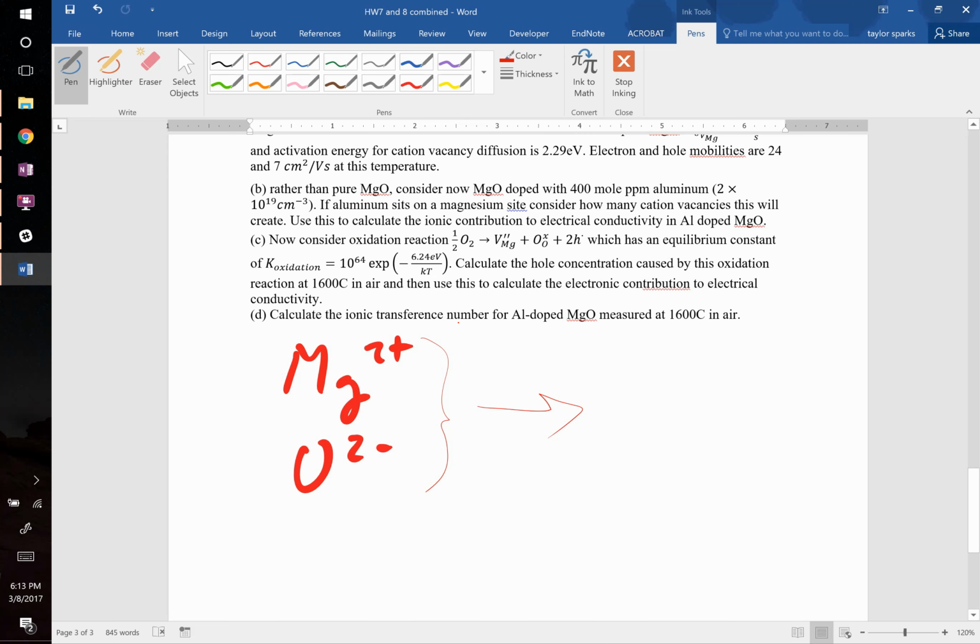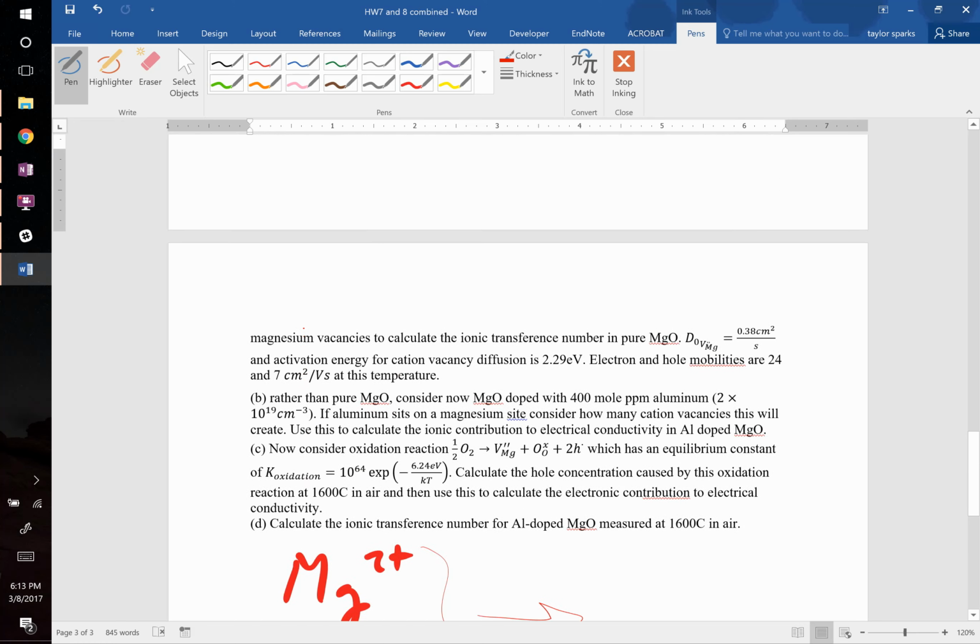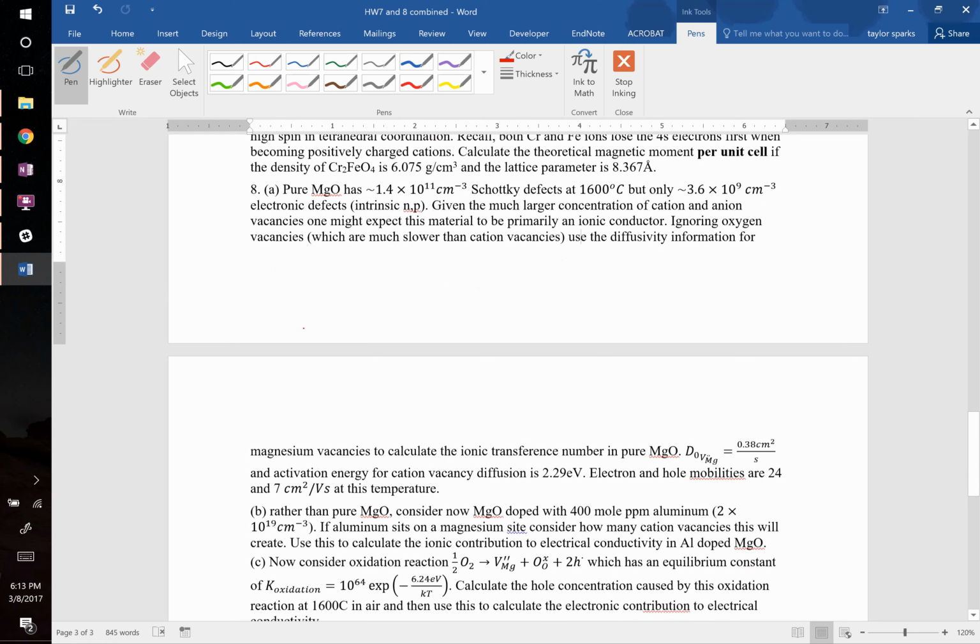The question says ignoring oxygen. Let's read it again, make sure we get it right. I said, ignoring oxygen vacancies, which are much slower than cation vacancies, that must be much faster. I must have made a typo there, because you need to figure out the slower species. I will confirm that, but it must be a typo. Why though? Whichever one goes faster doesn't matter. You're limited by the slowest species if you have coupled transport. You have to have both of them going, so you're going to be limited by the slower one. I think I mistyped that.